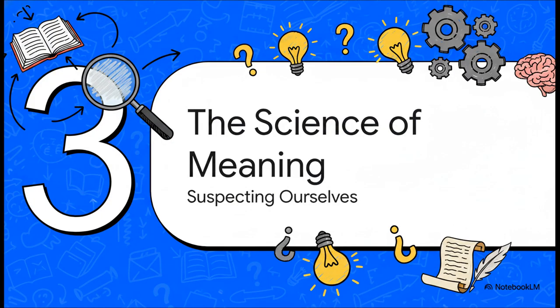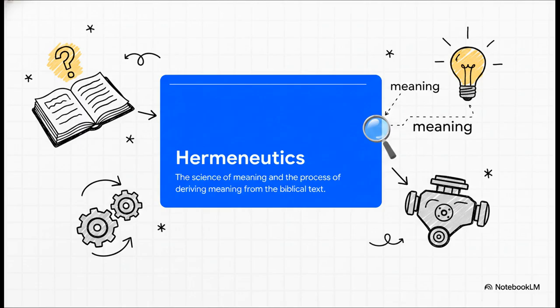Which brings us to Section 3, the science of meaning and the absolute necessity of suspecting ourselves. Okay, before we go any further, let's define a foundational term you're going to hear a lot. Hermeneutics. It sounds super academic, I know, but it is simply the science of meaning. In biblical study, hermeneutics is just the task and the process of how we derive meaning from a text.